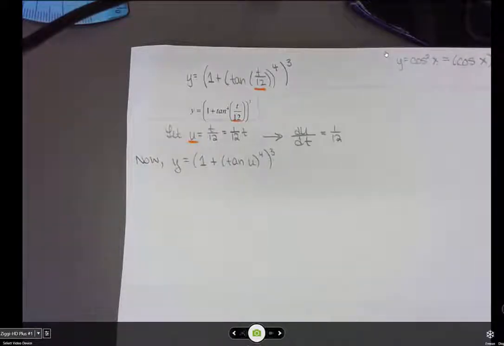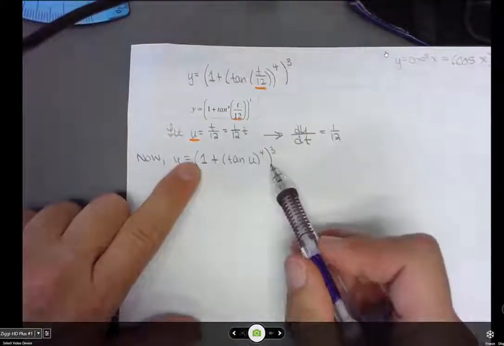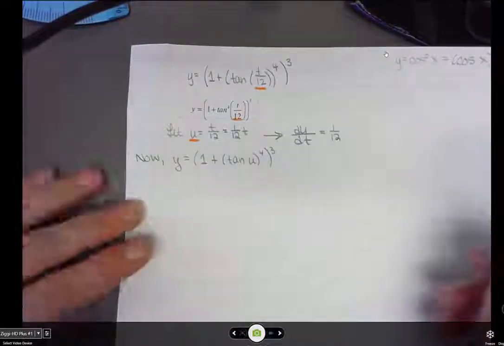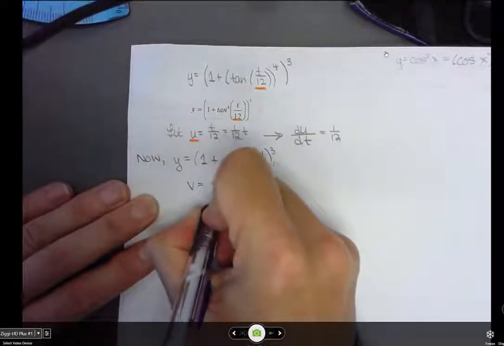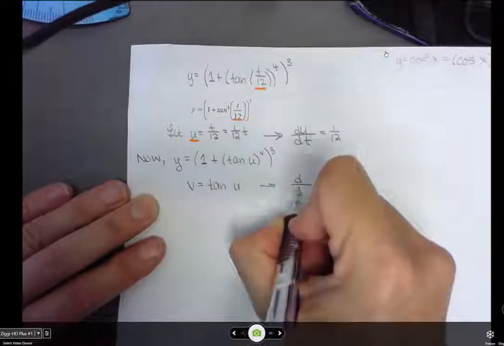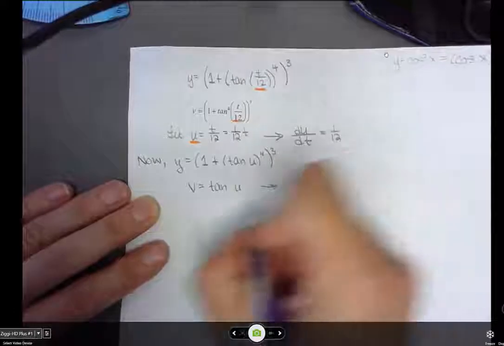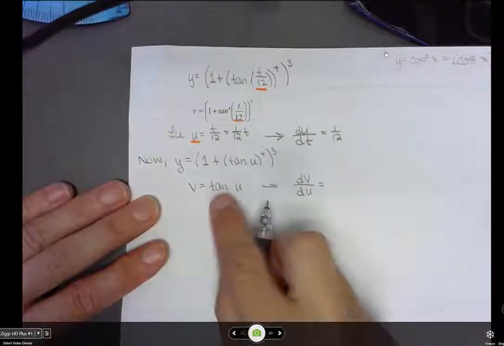And so I let v be the next inside function and just work my way inside parentheses. So here's a function inside parentheses. So that's like my next inside function. So v is tan u. And then as soon as I identify that, I like to take a derivative. And so the variable on the left is v, the variable on the right is u. And what's the derivative of tan u? Secant squared u.